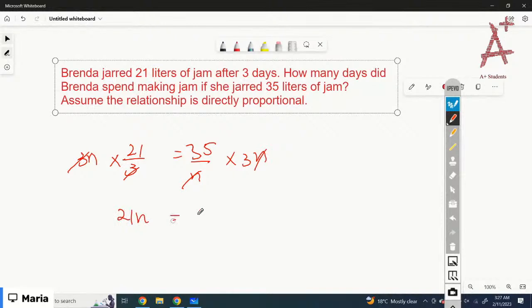So you're left with 21n. And here you have 35 times 3 is 105. Got it? So just divide both sides by 21 because we have to calculate the value of n only. So 105 divided by 21 is 5. Got it? That means if she has to jar 35 liters of jam, she has to work 5 days. n equals 5. Got it?